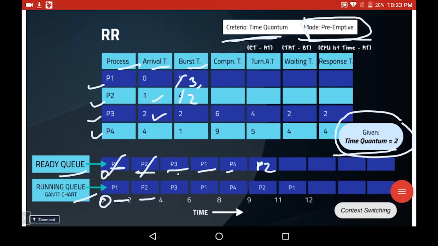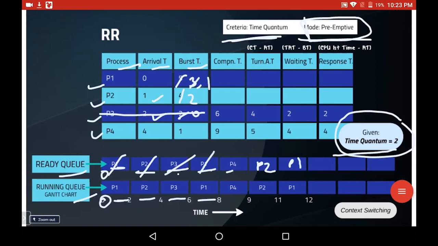P3 will execute for 2 units of time till 6. So we cut this, and P3 is fully executed now. We can cut the whole of P3. Then we see which is in the queue now: P1. P1 will again execute for 2 units of time. So P1 has 1 left. We add P1 at the last and cut over here.